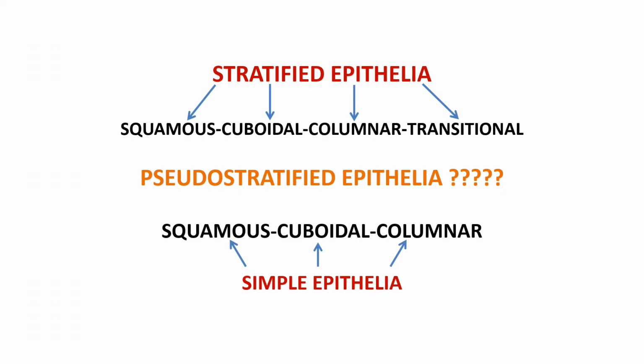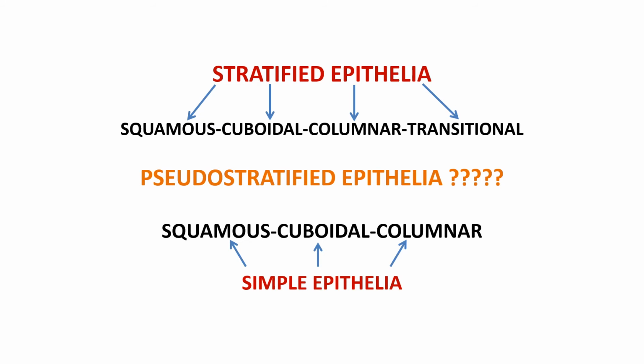Now let us see the stratified epithelia. So we have seen simple epithelia, single layer of cells. Based on the shape of the cells, they are divided into simple squamous, simple cuboidal and simple columnar epithelium. Regarding the stratified epithelia, they can be classified into various types depending on the shape of the cells at the surface. Since stratified epithelia are multilaminar epithelia, they contain more number of cells.